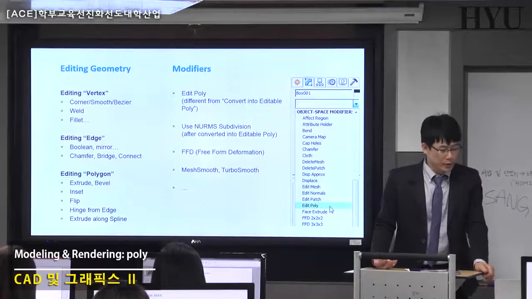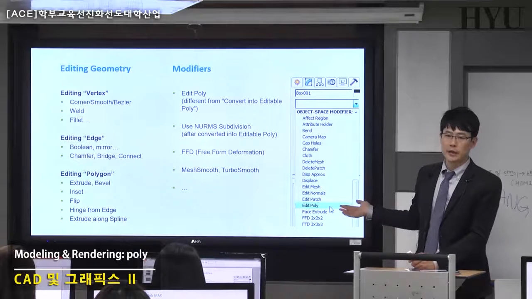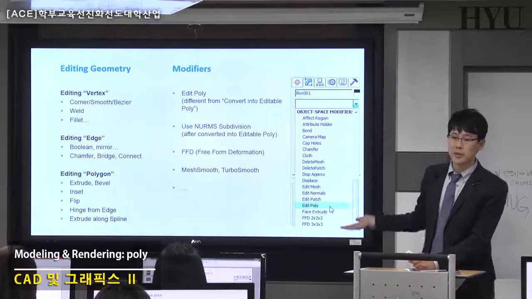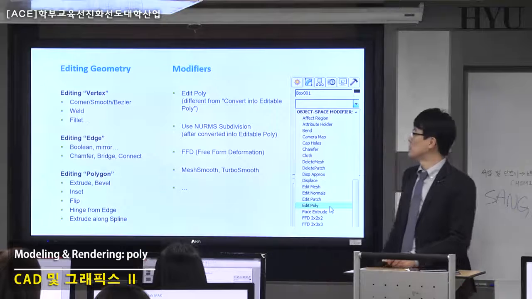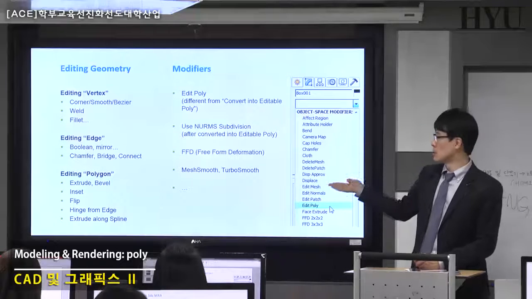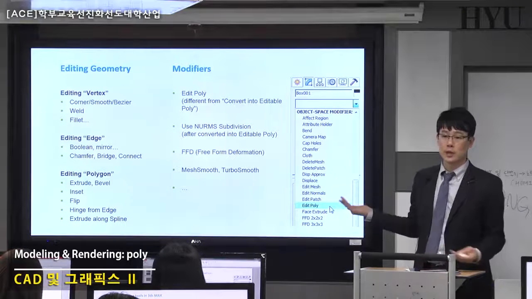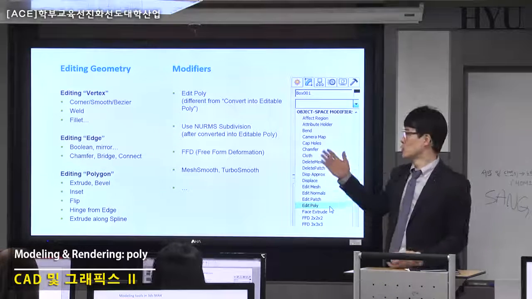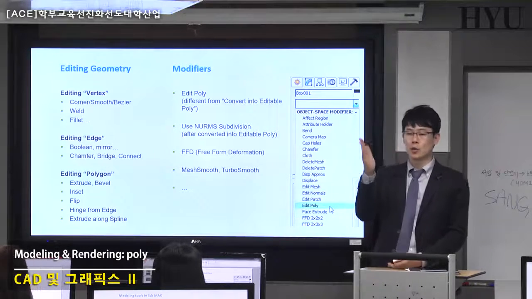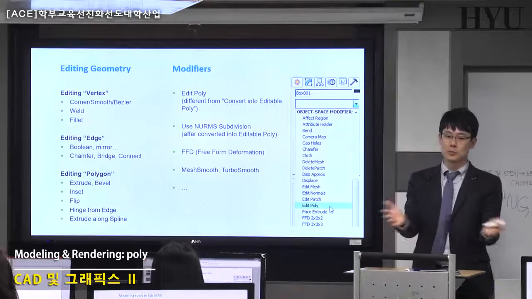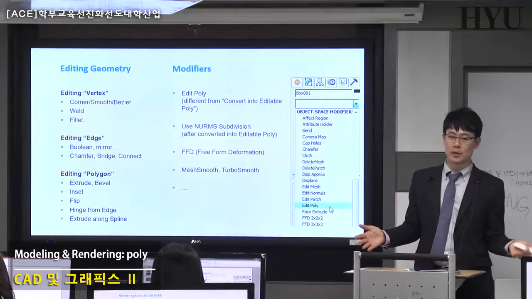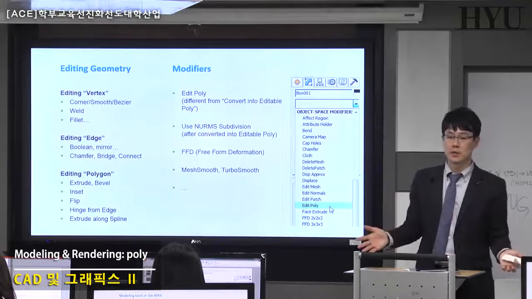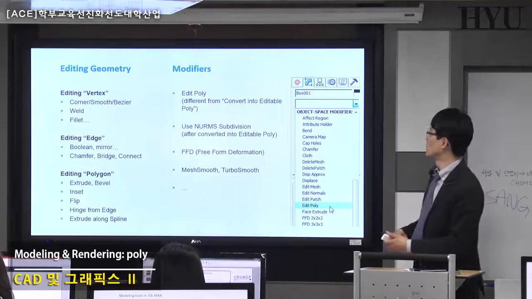So editing geometry is really complicated and time consuming, but the fundamental is here. Editing vertex, editing edge, editing polygon. That's it, okay? Do it again and again until you get what you want from that kind of recursive and time consuming edits, okay?